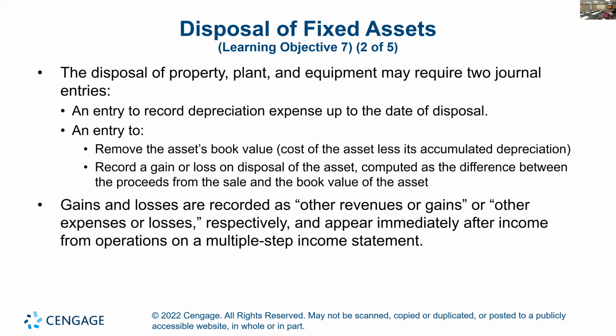A gain would be a credit entry like revenues; gains are normal credits. A loss would be a debit entry, if we had to make a debit entry to balance out our journal entry. A loss is like expenses; it makes our income go down. Those get reported in that other section of the multi-step income statement, because it's not our normal operations to be selling equipment, but we do record gains and losses in our net income.